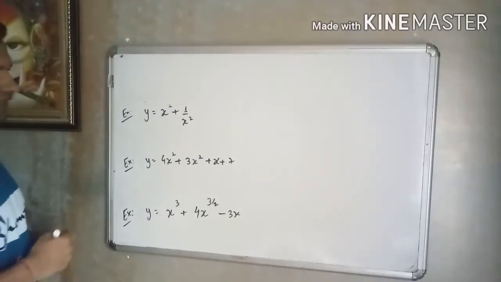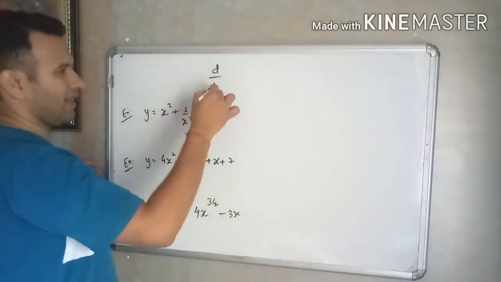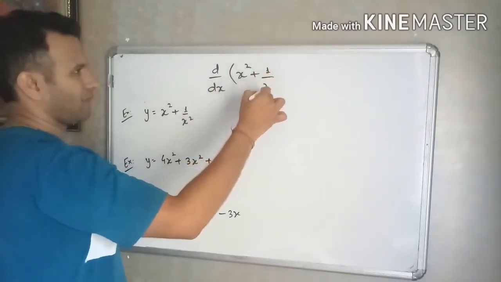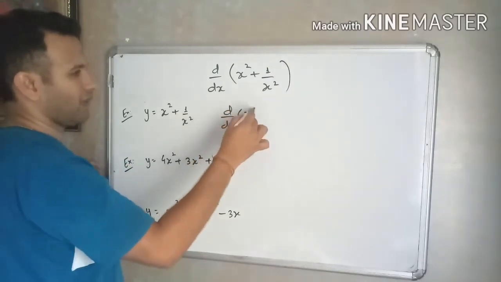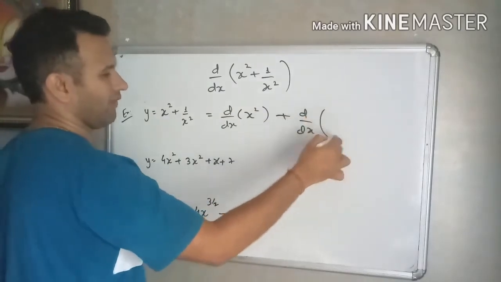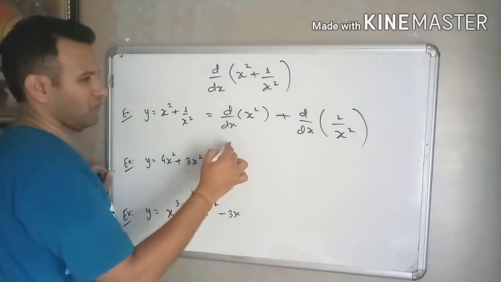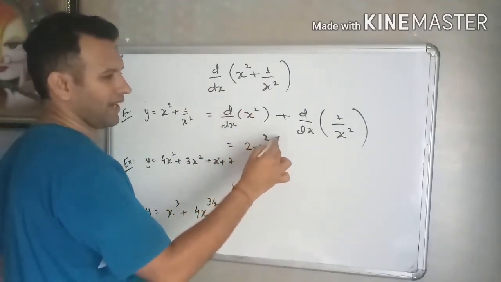So let us come to the second one. This is the second one, okay? So I have to find out its derivative, dy by dx. So in place of y, I'll write x square plus 1 by x square. So there are two terms. So d by dx of x square plus d by dx of 1 by x square. So d by dx of x square will become 2 into x raised to 2 minus 1.